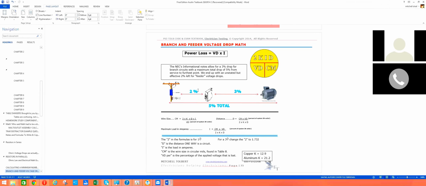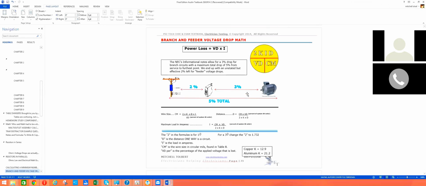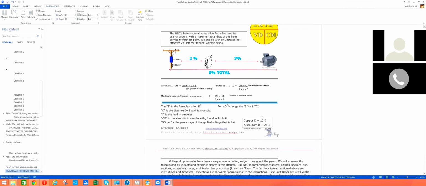All right, and now the K value is 12.9 for copper or 21.2 for aluminum. That's what this little box down here has, and it'll always be one of those two. It won't be anything else. And if they don't tell you one way or the other, whether it's copper or aluminum, you'll have to assume that it's copper. And that's not only a PSI deal, but it's also a code reference from 110.